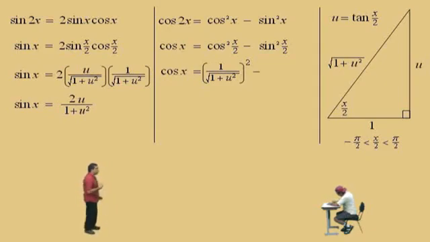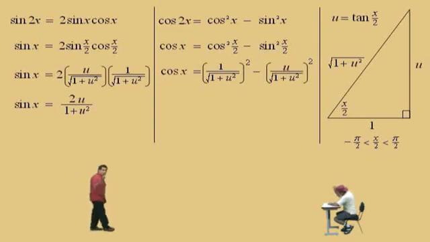And similarly, we're going to square the sine of x over 2 to give us what, Charlie? U over square root of 1 plus u squared. And now we're going to go ahead and square this. So if we square the first one, what do we get, Charlie? 1 over 1 plus u squared.